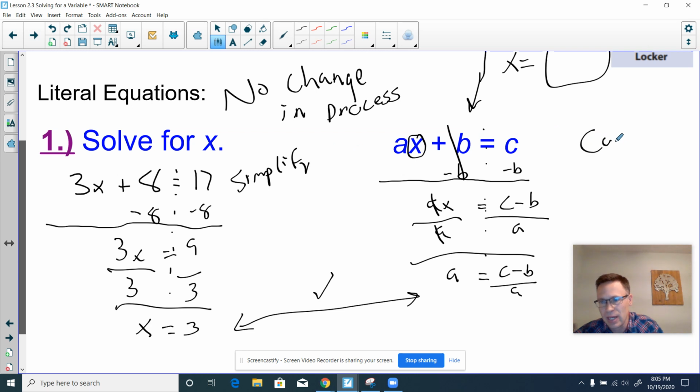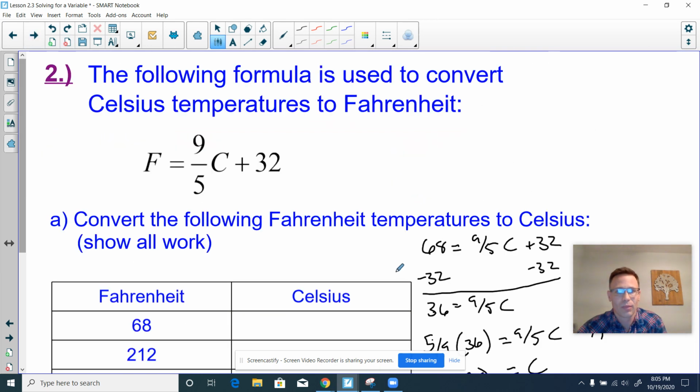This side I can't. Right? It's the best I can do. And that's kind of what our literal equations are going to be like. Okay? We're going to apply the same exact equation solving process to our equations. Sometimes we'll be able to simplify a little bit. Sometimes we won't. All right.